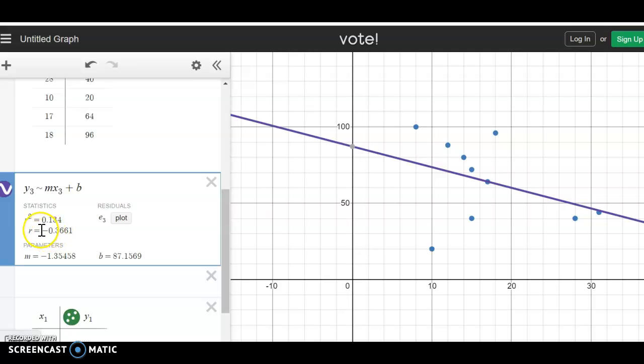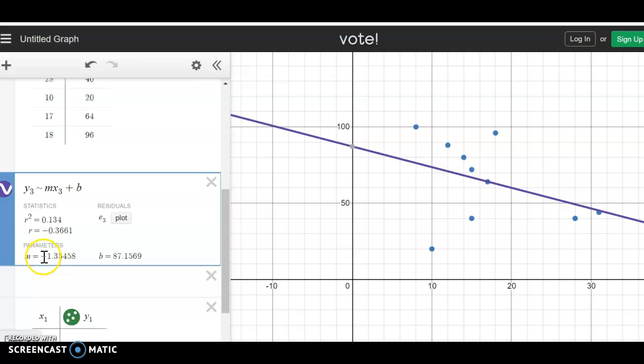Right here, my R value is pretty important. It's -0.3361, going to tens, hundreds, thousands, 10,000ths. That's how far out you want it to be done. When I look at this R, I know that it's a negative correlation from the sign, and I know that it is far away from -1, so it would be a weak negative correlation. And you can tell because the scatter plot is a long way from the line.